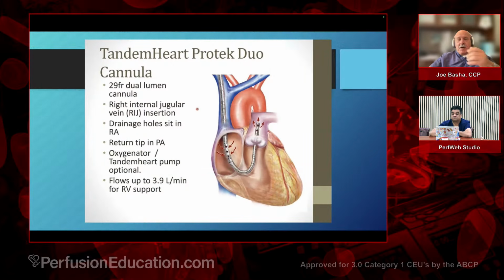The Protect Duo is a cannula that I have experience with, though I don't have contemporary experience with it. They claim that your flows are up to 3.9 liters. Actually, they claim you have flows up to 5 liters. I've never used it and been able to get flows above 2.8 liters, but it is certainly a good cannula for mild to moderate, well, I would say moderate, right heart failure.